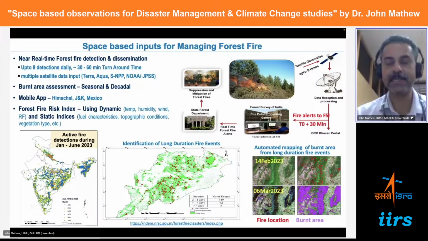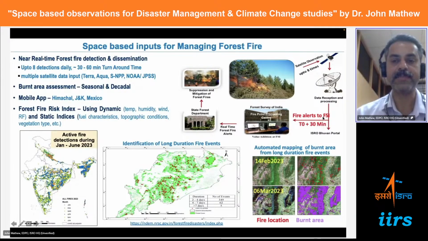The detected forest fire information is transferred to the Forest Survey of India at Dehradun, which is the nodal agency for forest fire management in the country. Using this, they generate state-wise forest fire detection, and it is given to their field officers for validation as well as for management activities. Satellite data is also used for assessing the burned area after major fires, seasonally or after a decade.